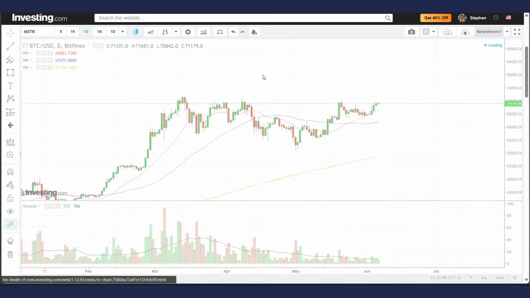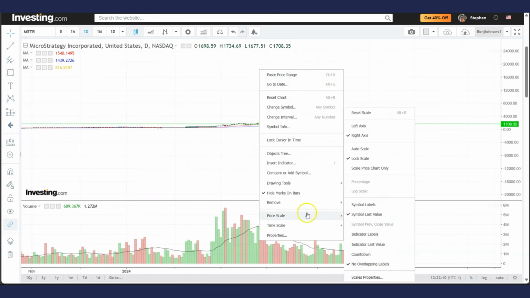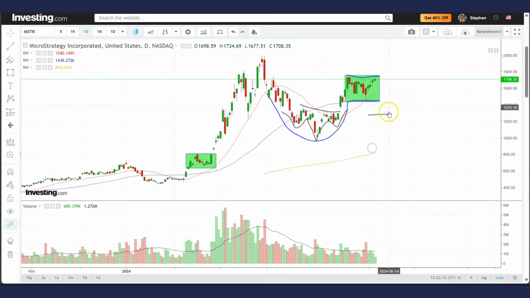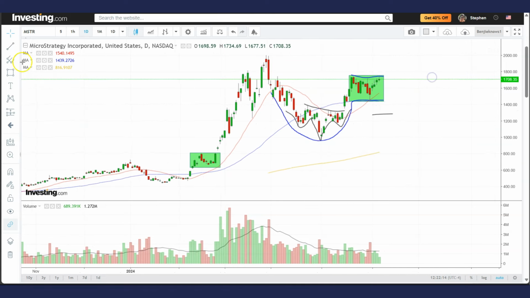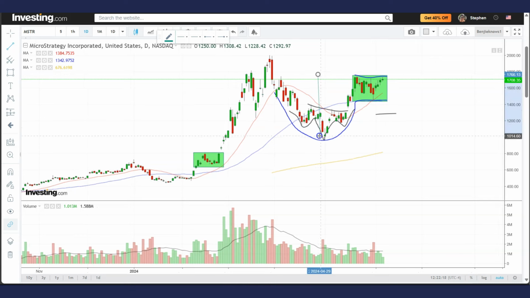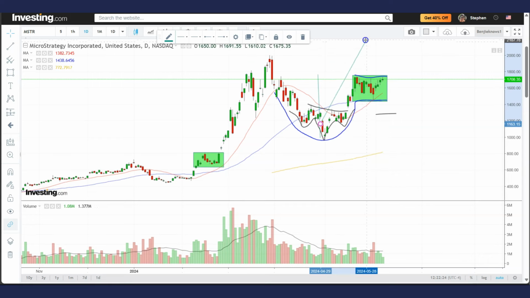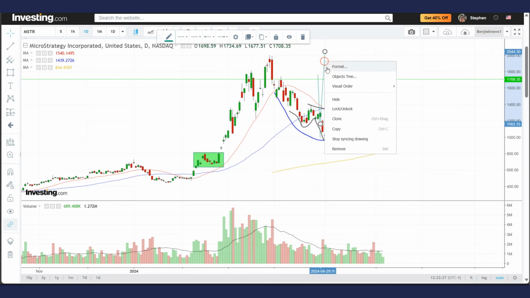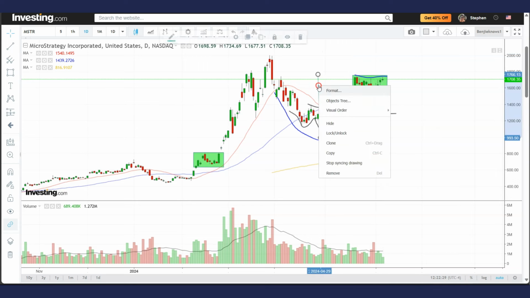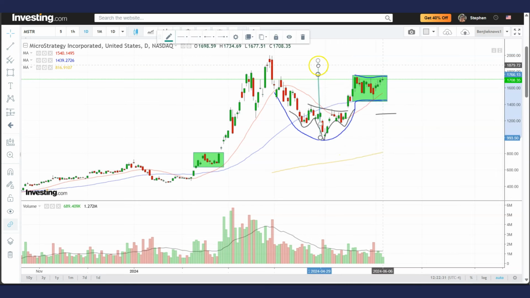MicroStrategy. Get the price right, okay, and then we can also put a target for MicroStrategy because it's a cup and handle pattern. Let me just clone it and project it higher. Sorry. All right, let me just clone it again and project it higher from here to get a target. All right.